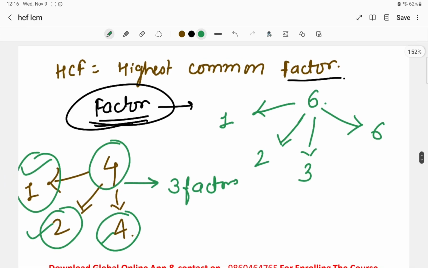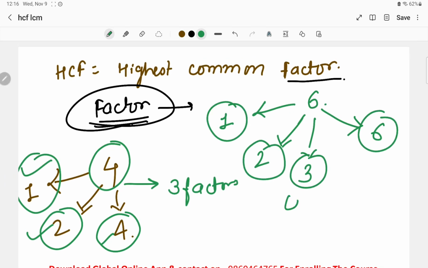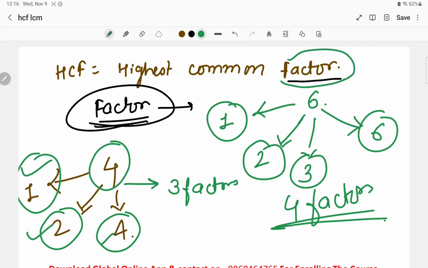how many factors of 6 are there? There are 4 factors of 6. So it means that 1, 2, 3 and 6, these are the numbers in which 6 is going to appear. Right, 6 comes in these 4 tables. So basically 6 is having 4 factors. Now this was about the factors.